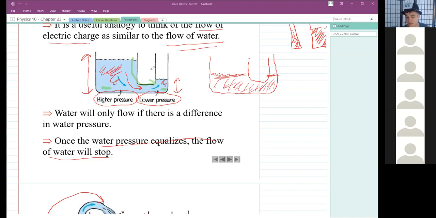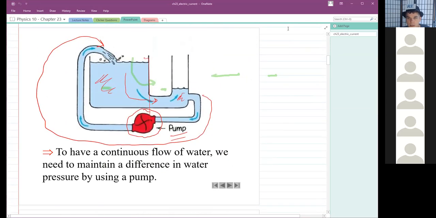But what's going to happen is very quickly, the levels would equalize. There would be no pressure difference. Water would stop flowing. Not ideal if you're thinking about, I want this continuous flow of electricity or this continuous flow of water. So how do you alleviate that situation? What you need is something that's going to maintain a difference in pressure by taking water from lower pressure to higher pressure, taking water in the exact opposite way it would normally want to flow.